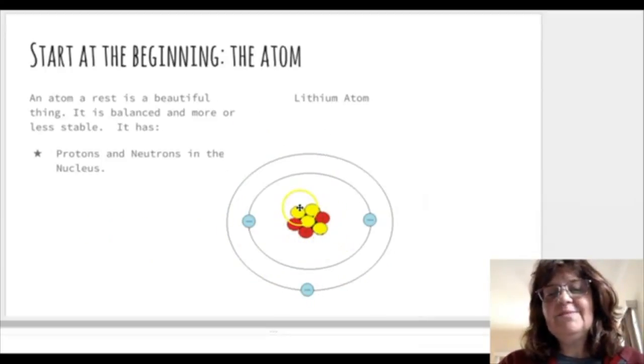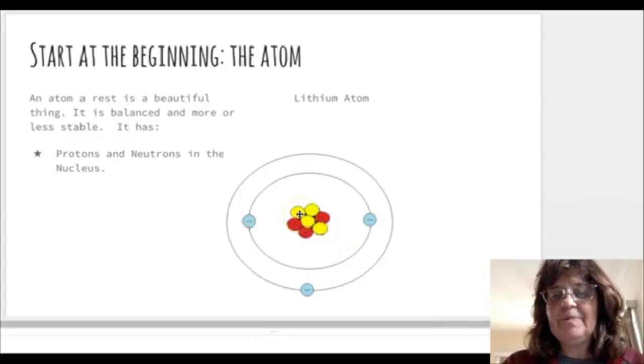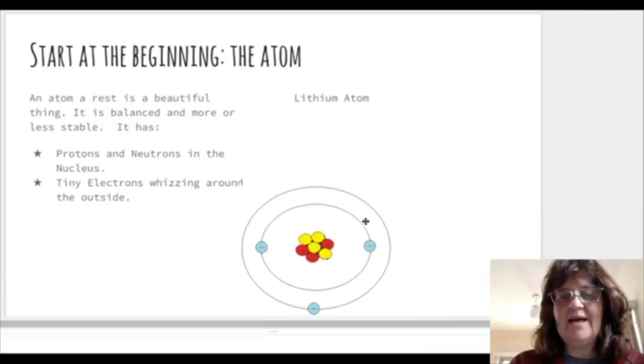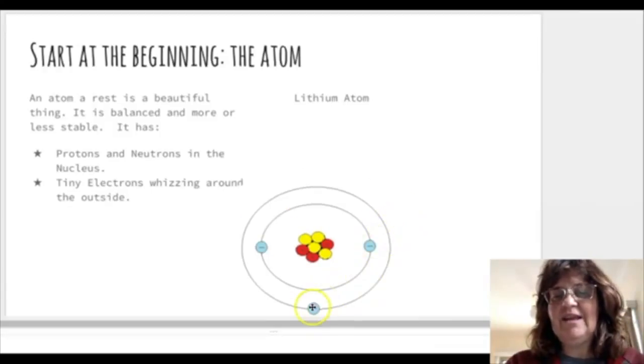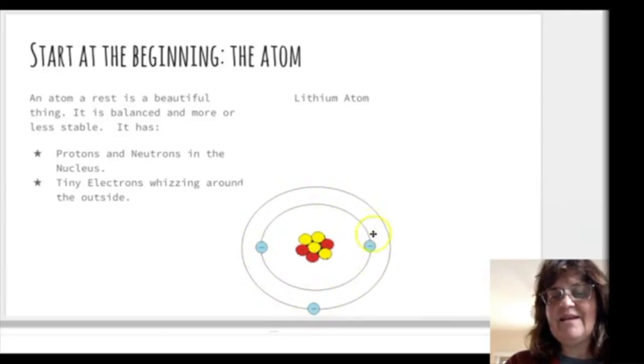In the nucleus we can see we've got protons and neutrons. The difference between them is that the protons all have a positive charge and the neutrons are neutral. You also see that there are 3 protons and they balance out the 3 tiny electrons whizzing around the outside.